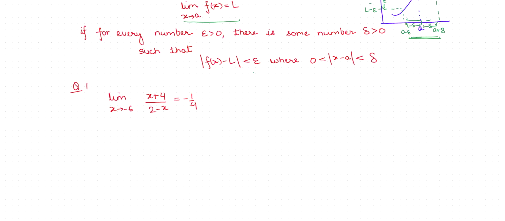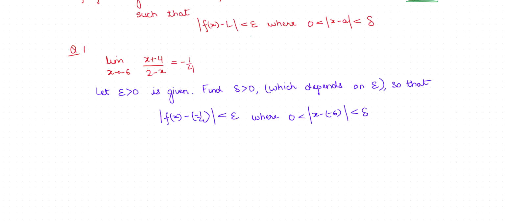So this is the question given to us, and epsilon greater than 0 is given, and we have to find delta, which depends on the epsilon, using epsilon-delta proof. So epsilon greater than 0 is given, and we have to find delta greater than 0, which will depend on epsilon, so that we'll use this definition |f(x) minus L|.